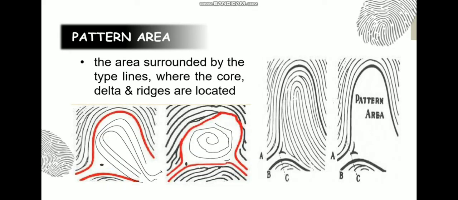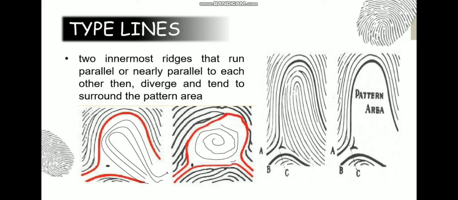So the first one is the fingerprint pattern area. The area surrounded by the type lines where the core, delta, and ridges are located. So based sa atong illustration, pattern area daw kay surrounded sa type lines. So ang type lines is kanang red lines. So ang pattern area is nasa sud sa type lines.